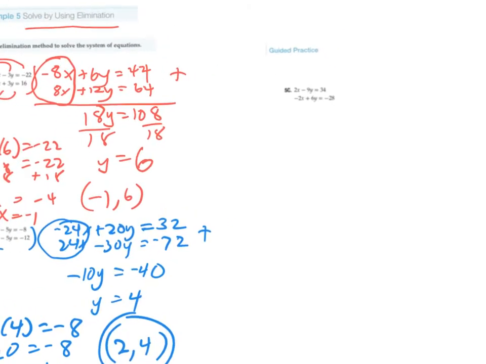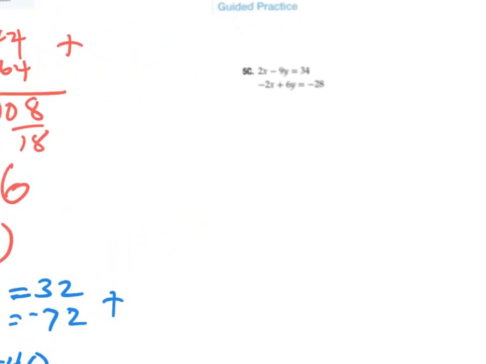Last type of problem, let's look at this last one over here. So now if we look, I already have the front numbers the same. So since they're already the same, I can just go ahead and add. So if I just add, that automatically goes to 0, and I get negative 3y equals 6. And if I divide, I get negative 2.